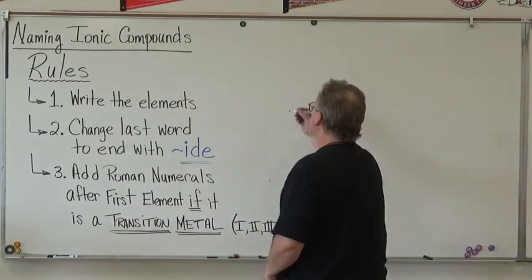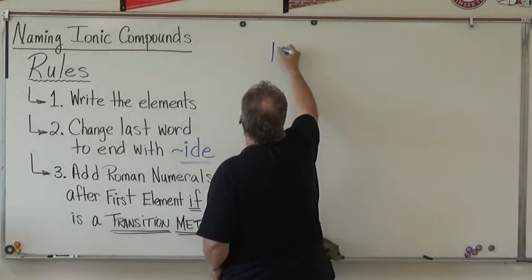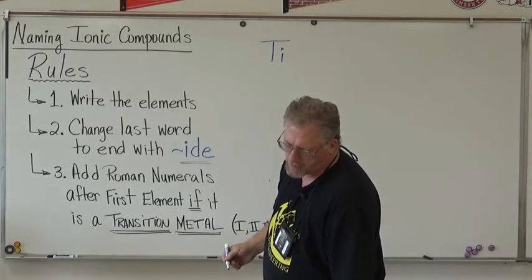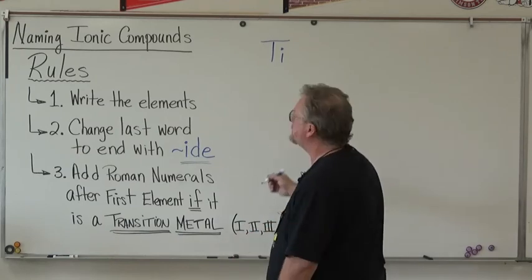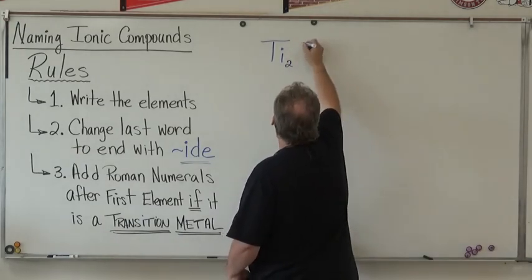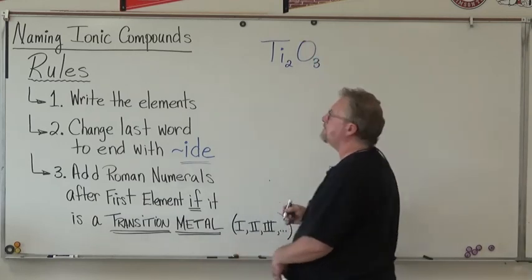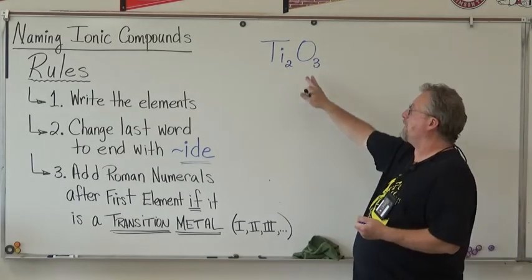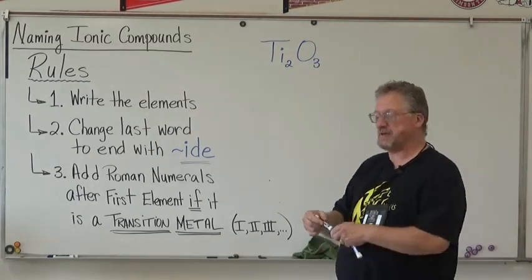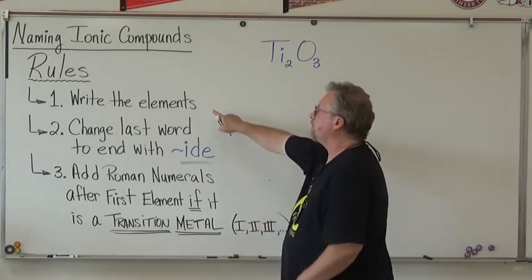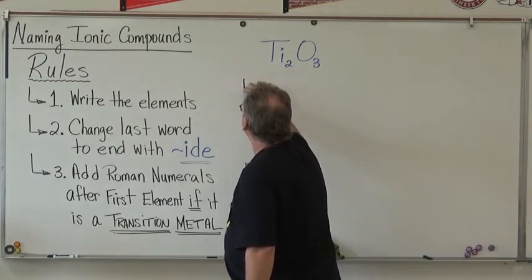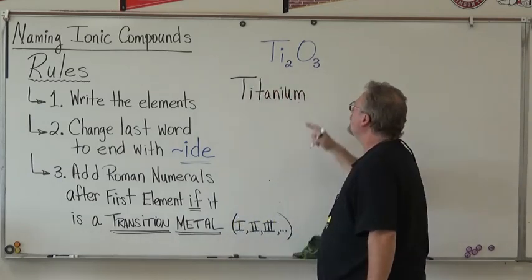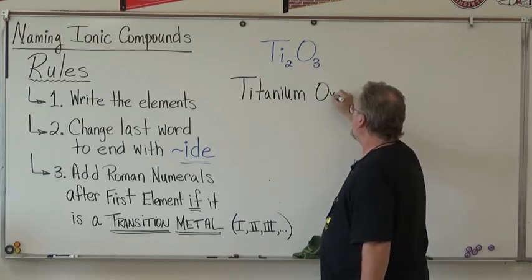Let's do titanium. Titanium. And let's pick on oxygen. Okay? Titanium and oxygen. We're going to use different nonmetals over here so you can see what they look like when you put the IDE on the end. All right, here we go. First step, write down the elements. Titanium. Oxygen.